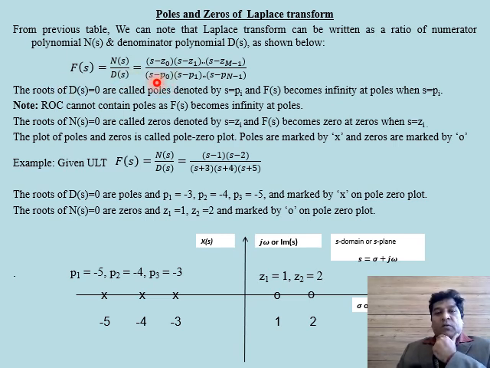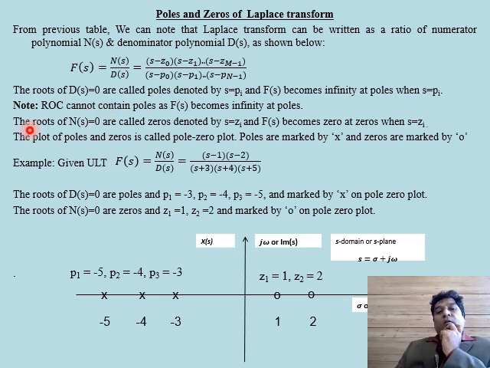Whatever the roots of the denominator are, they are called the poles, and at those poles the Laplace transform becomes infinity. Therefore the ROC cannot contain the poles. Based on this definition, the poles are simply the roots of the denominator, and at the poles, that is s equal to p0 or s equal to p1, the Laplace transform becomes infinite. Therefore the ROC cannot contain the poles.